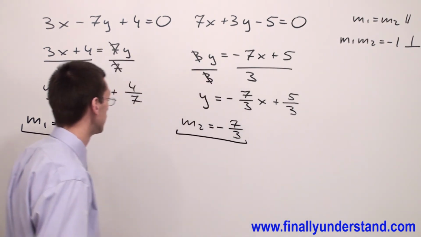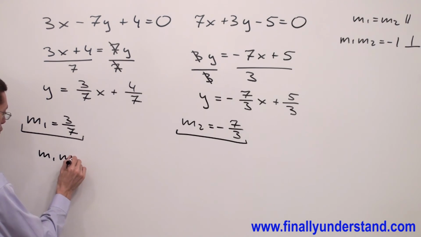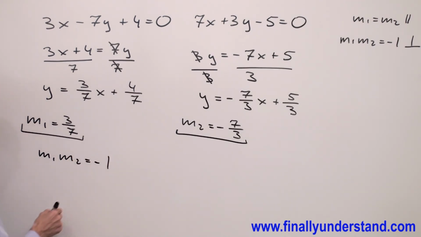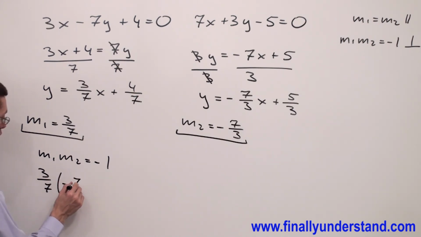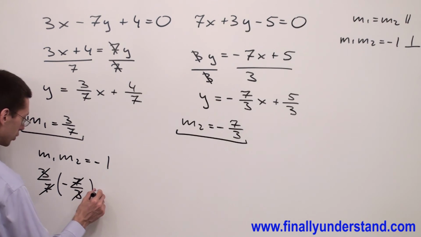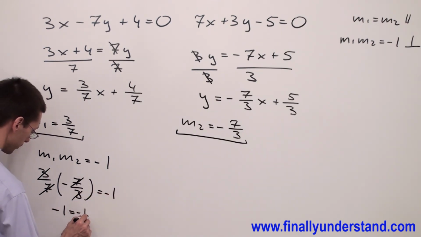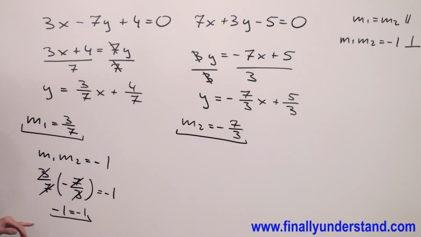So let's check if they are perpendicular. We have a formula which says m1 times m2 is equal to negative 1. m1 is equal to 3 over 7 times minus 7 over 3. 7 and 7 will cancel out, 3 and 3 will cancel out, and the answer is equal to negative 1. So if negative 1 is equal to negative 1, these two lines are perpendicular.